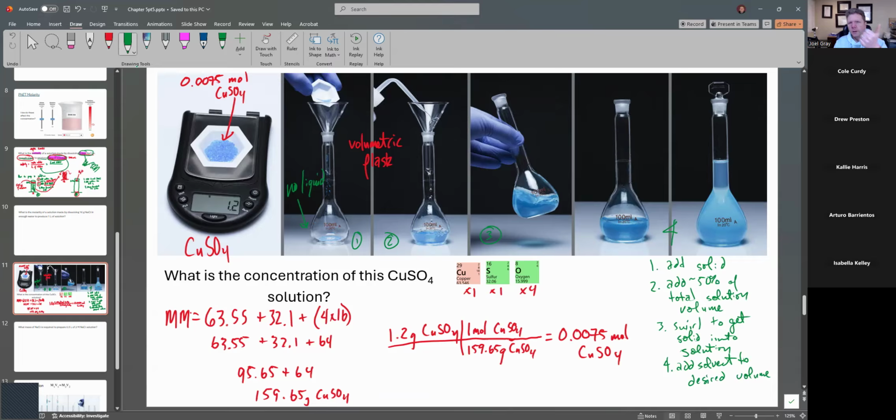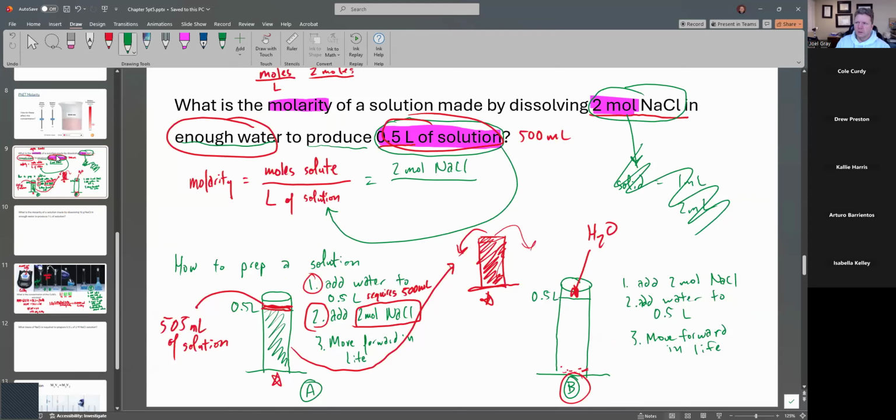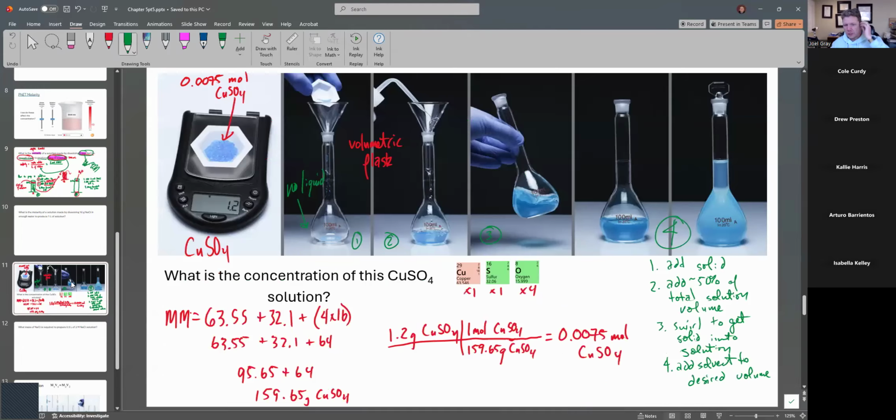Okay, so step 1, add your solid. Step 2, add roughly half of the solution volume. Step 3, swirl. Step 4 is going to be add your volume to the total desired volume. So going back here to our sequence, we always want to add the solid and then add water to it because that's going to give us the desired volume.